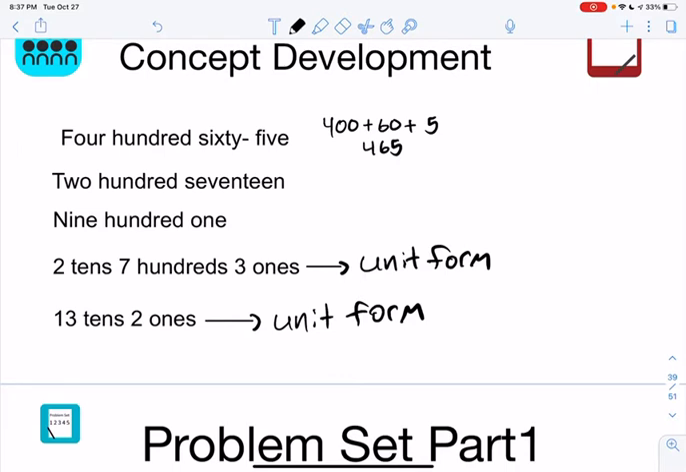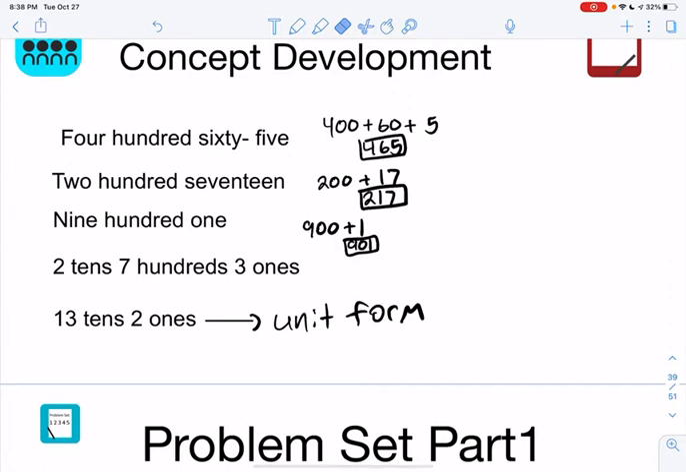217. I hear 200. And I hear 17. Now this is an expanded form because expanded form would be 200 plus 10 plus 7. But we can combine these together and get 217. 901. I hear 900 and I hear 1. And that gives us 901.